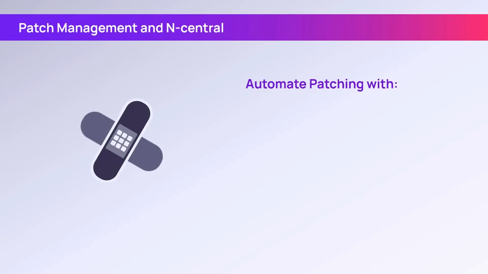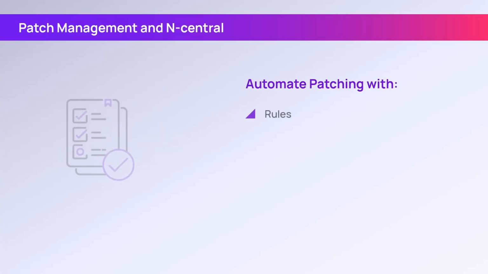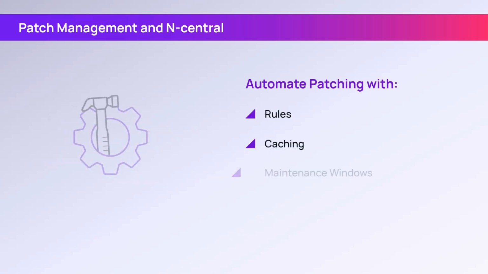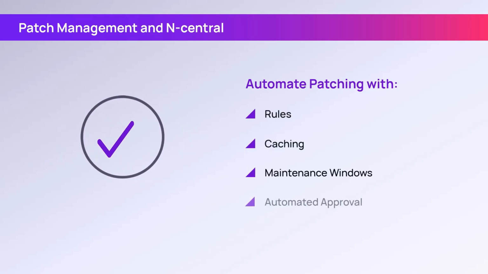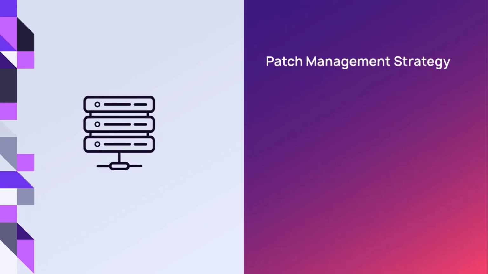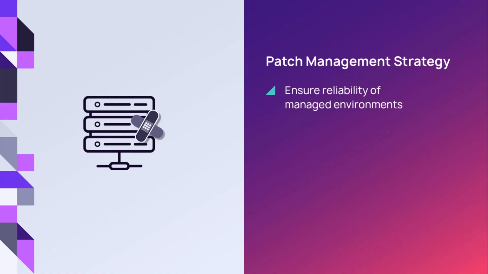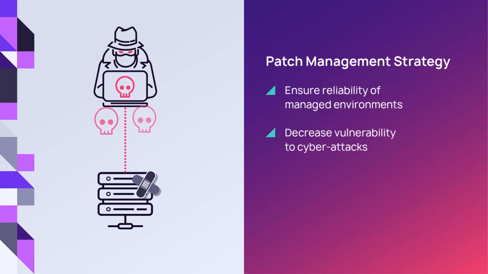Patch management automates the patching of devices by utilizing rules, caching, multiple maintenance windows, and automated approval methods. Managing updates maintains security and addresses any known vulnerabilities that have been identified. Developing a strategy to address patch management is also necessary to decrease susceptibility to cyber attacks.